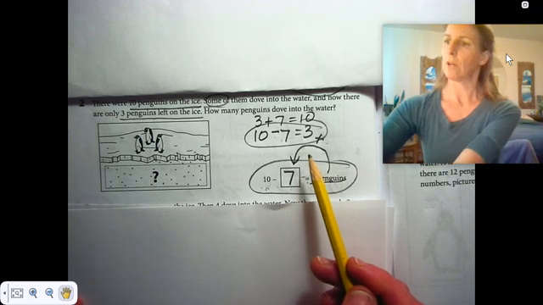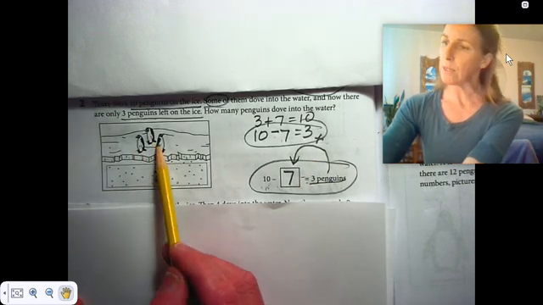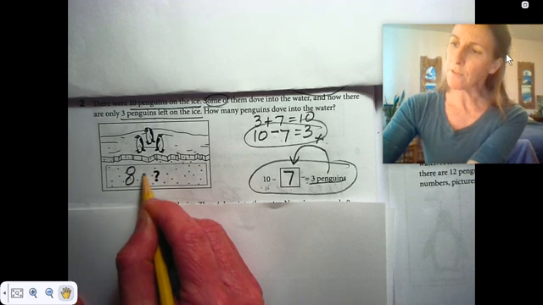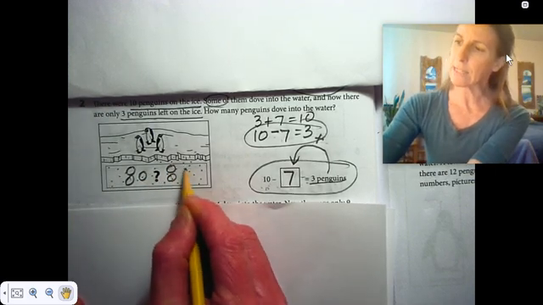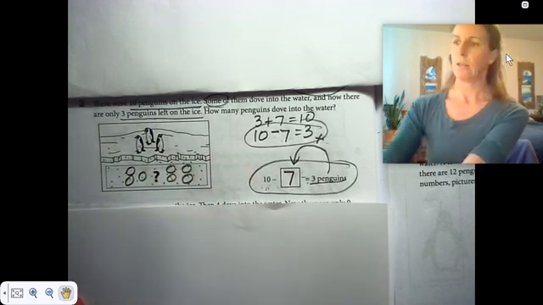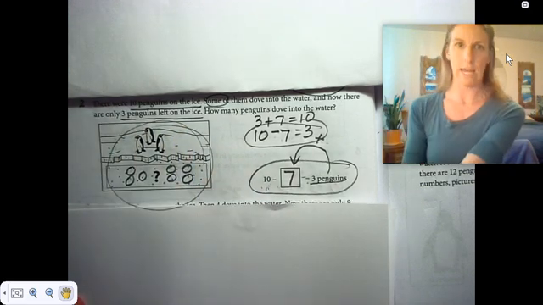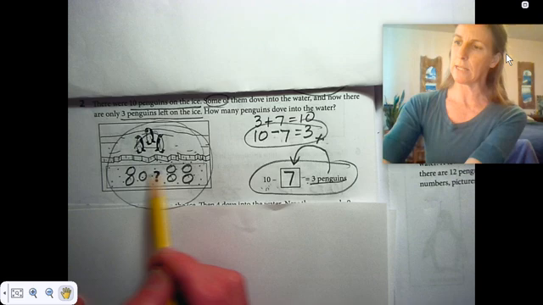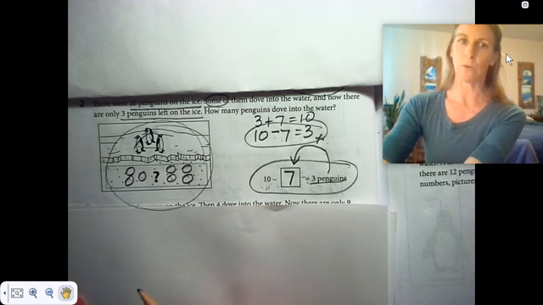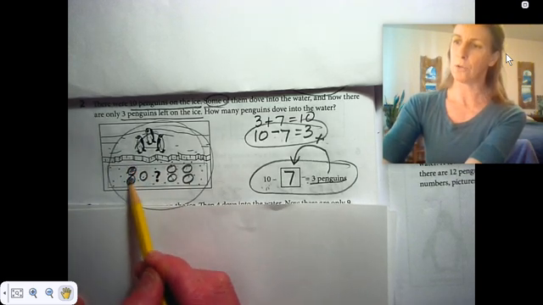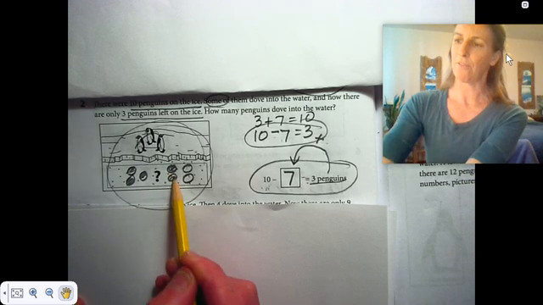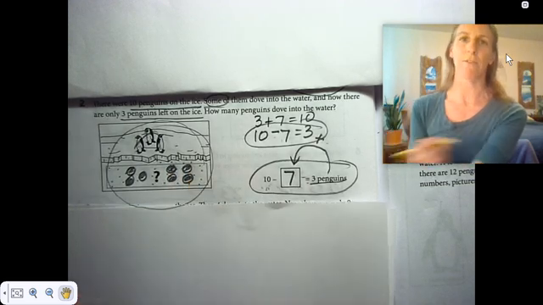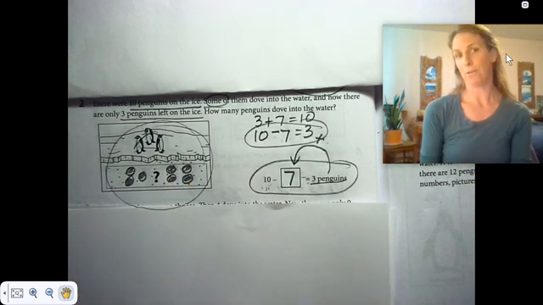Draw me a picture. 1, 2, 3, 4, 5, 6, 7, 8, 9, 10. Here's all 10. Here's the 3 that are left on the ice. That means this many dove into the water. 1, 2, 3, 4, 5, 6, 7. You can prove it to me that way also.